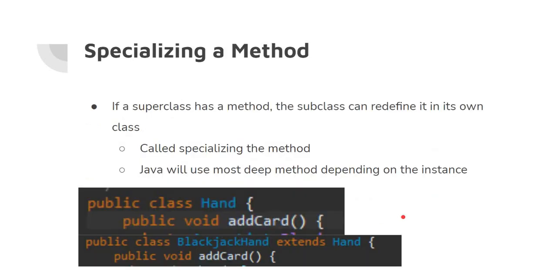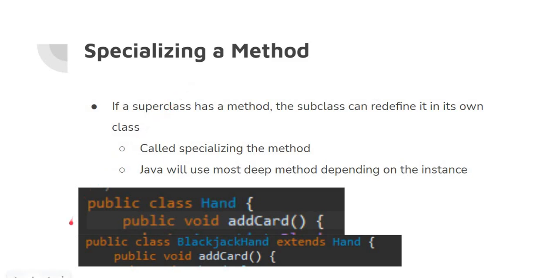One way you can change the methods is specializing a method. If a superclass has a method, the subclass can redefine the method in its own class, which is called specializing the method. When you create an instance, Java will use the deepest method. So if you create an instance of the subclass and call the method, it will use the subclass method, not the superclass method.